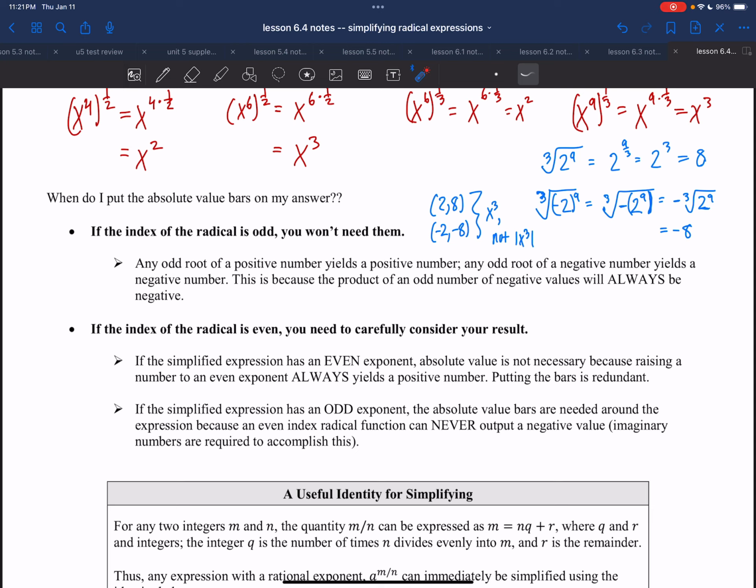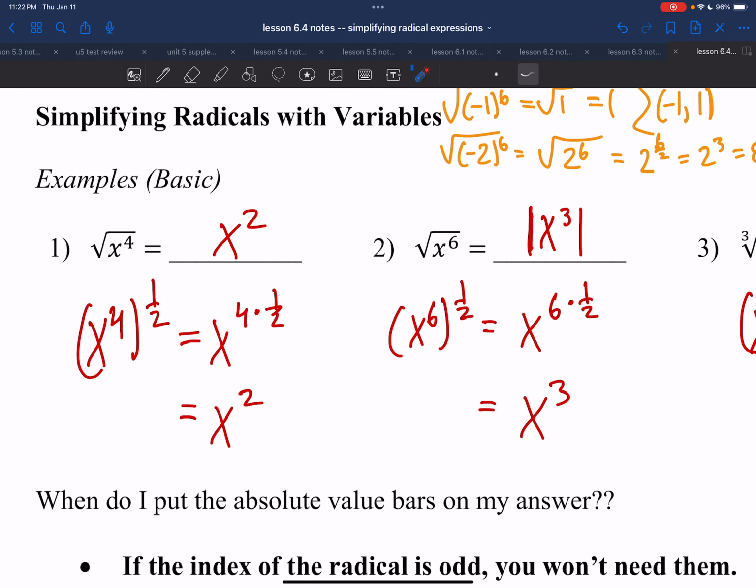The way you can recognize this: if it's even, you have to investigate. Once you simplify it, if you have an even exponent in your answer, you don't need absolute value, because putting the absolute value bars is redundant. Example, over here you have x squared. Whether x is positive or negative, if you square either of those, you get positive. Putting absolute value bars around that changes nothing. I guess you're welcome to, but why would you introduce a more complicated operation when it's already simplified? X squared is always positive. You don't need absolute value bars to make it always positive.